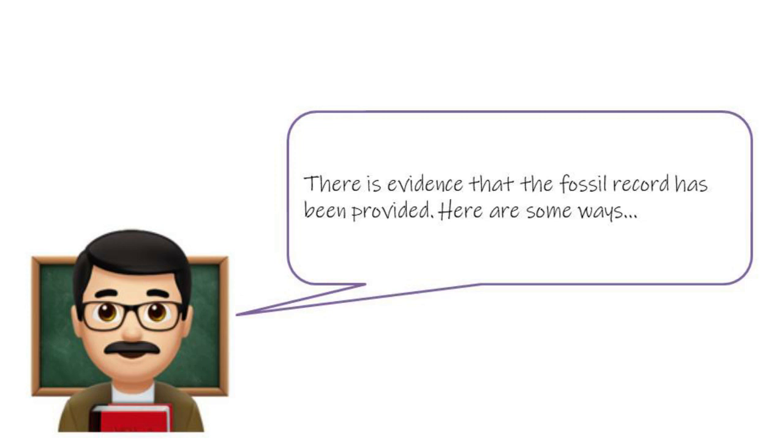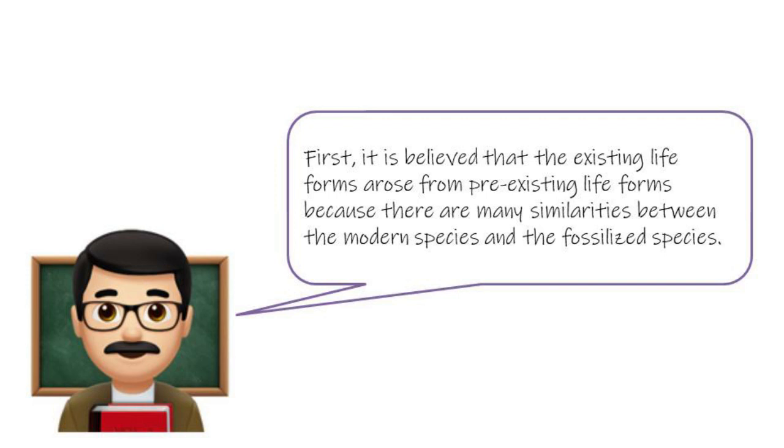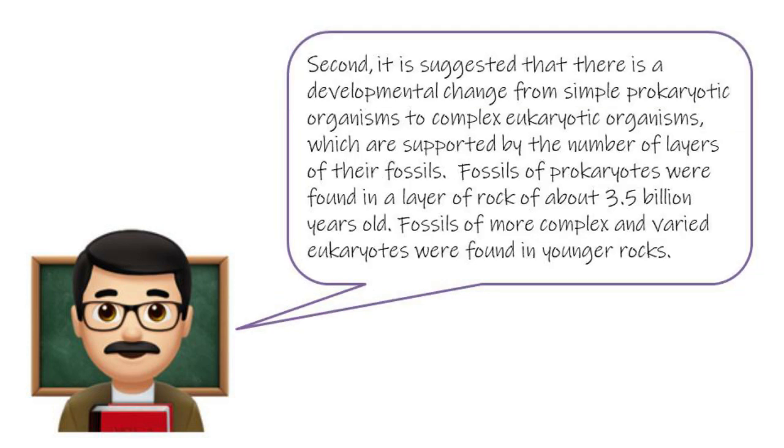Here are some ways. First, it is believed that the existing life forms arose from pre-existing life forms because there are many similarities between the modern species and the fossilized species. Second, it is suggested that there is a developmental change from simple prokaryotic organisms to complex eukaryotic organisms, which is supported by the number of layers of their fossils. Fossils of prokaryotes were found in a layer of rock of about 3.5 billion years old. Fossils of more complex and varied eukaryotes were found in younger rocks.